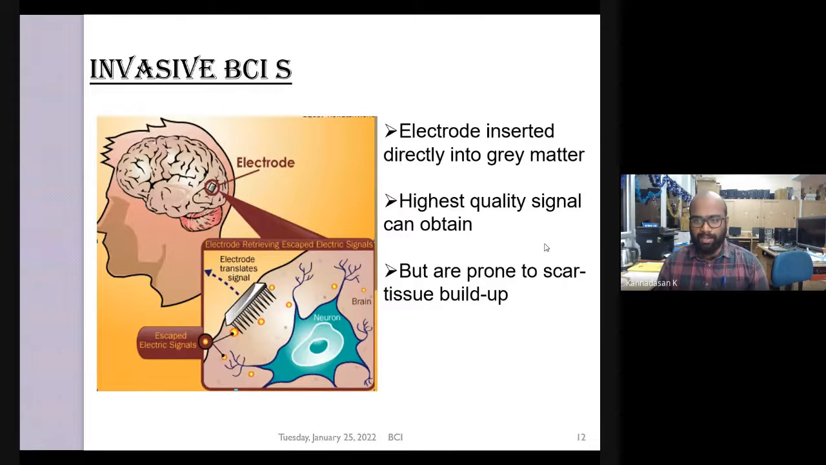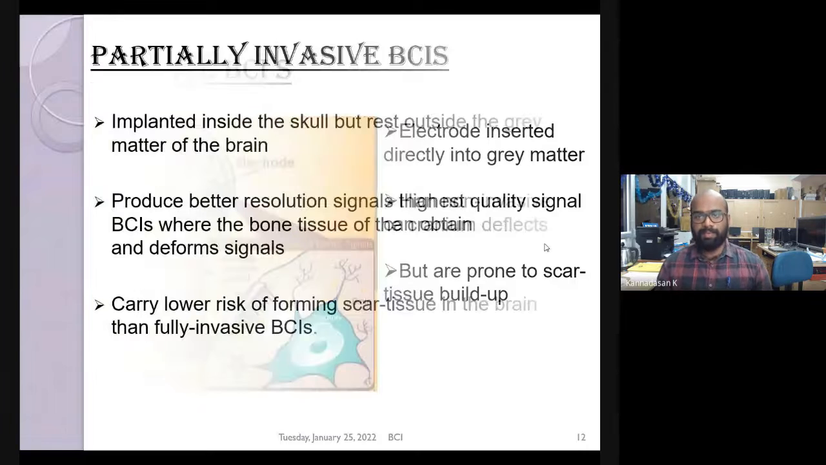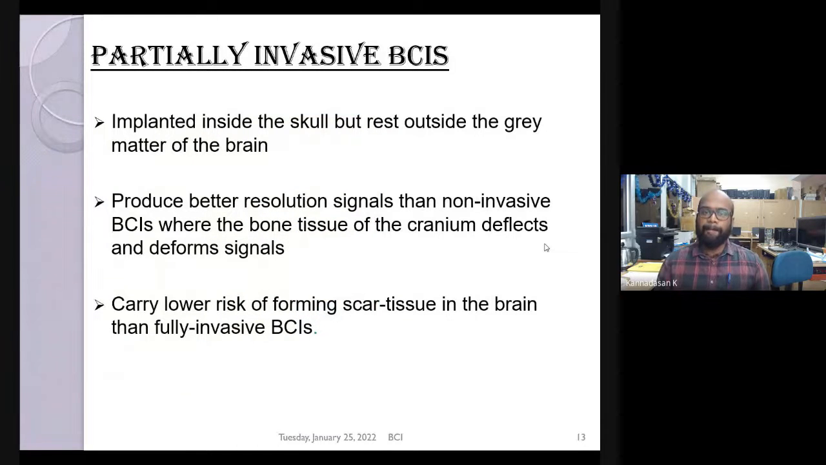That is how our human body is made, right? Like if we get a cut or something, our body will act and try to fill it, close that particular scar. So that is what is happening. Scar tissue will be building up over the electrodes. This is the issue. So this is what is invasive. Next, we'll see what is partially invasive.